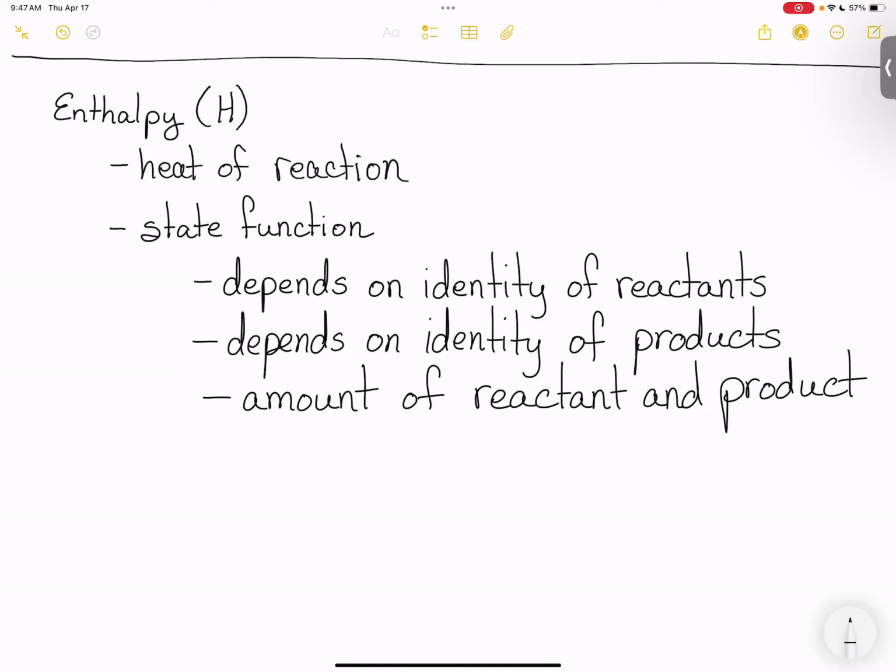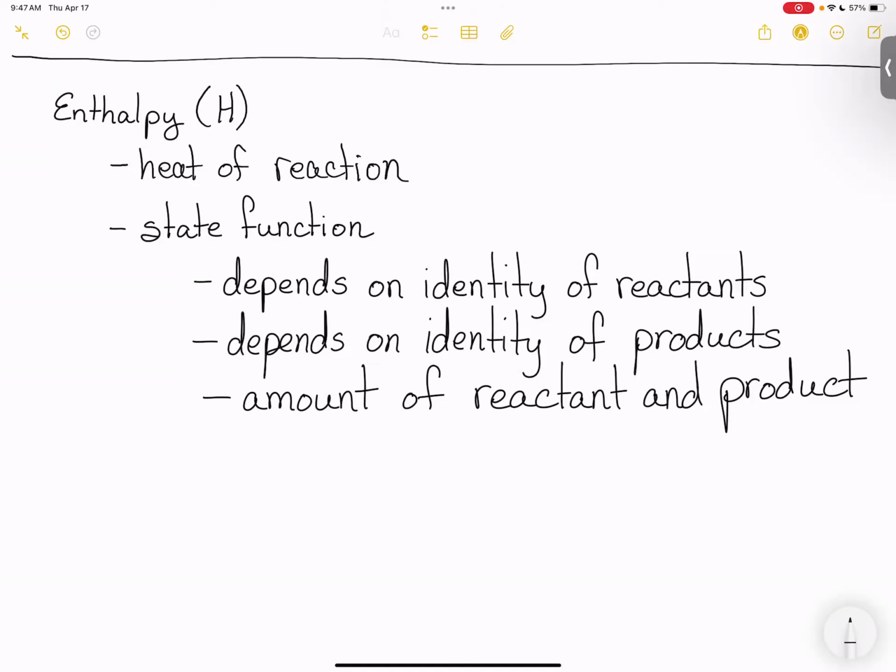Energy is another example of a state function. It doesn't matter how you go, only where you started and where you ended. So that's why it depends upon the identity of the reactants and the identity of the products. Now again, it also depends upon the amount of the reaction.